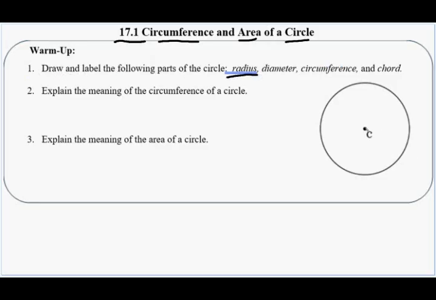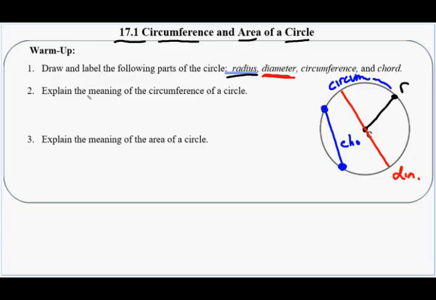Well, a radius, we're just going to go from the center to the edge, and I'll put an R for radius. Diameter goes across the circle and through the center, so red is our diameter. Circumference, let's write circumference, that is the distance around the circle. And then for chord, I'm just going to pick 2 points on the circle and connect them. If we go through the center, the diameter is a chord, but here's another chord that just goes from these 2 blue points.